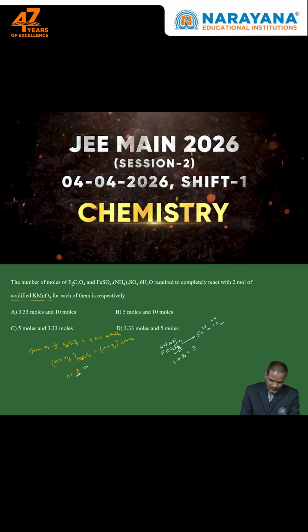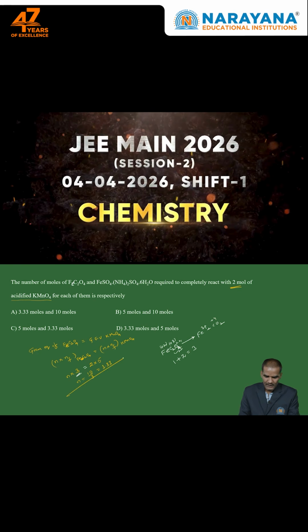And that equals, again, the number of moles of KMnO4, and here it is given in the question, that is 2 moles, 2 into, and what is the N factor for KMnO4? In acidic medium, the KMnO4 N factor is 5. So hence now N is equal to 10 by 3. 10 by 3 means it is 3.33 moles.